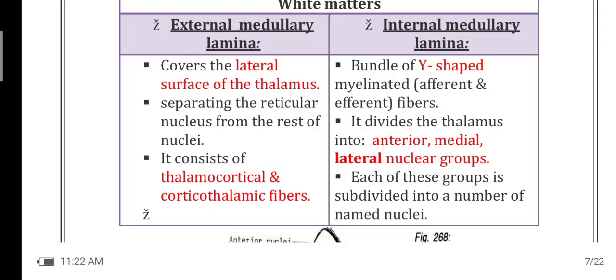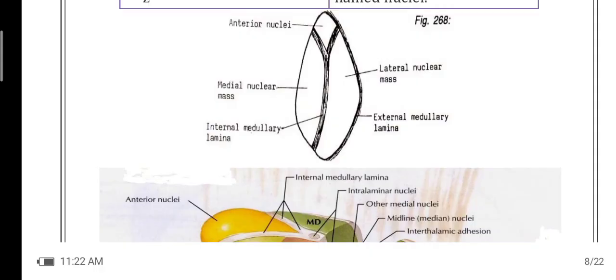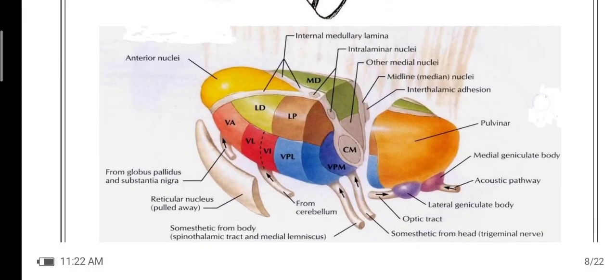The internal medullary lamina, a Y-shaped bundle of myelinated afferent and efferent fibers, divides the thalamus into anterior, medial, and lateral nuclear groups. Each group is subdivided into a number of named nuclei: the anterior nucleus, medial nuclear mass, lateral nuclear mass, and the external medullary lamina. You see the picture. The medial nucleus is a group of small nuclei situated at the medial surface of the thalamus near the midline.